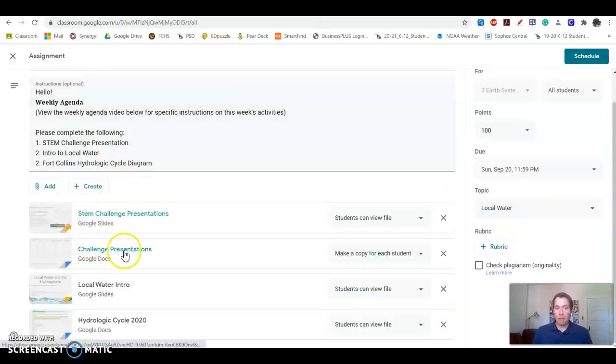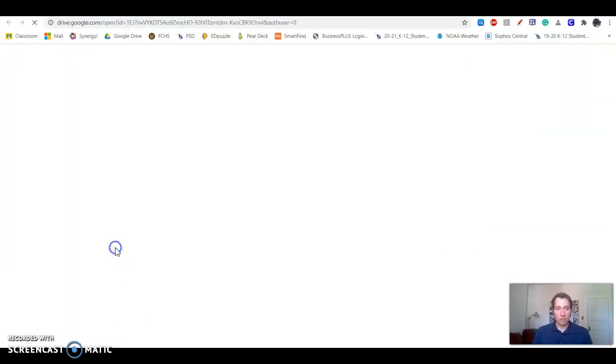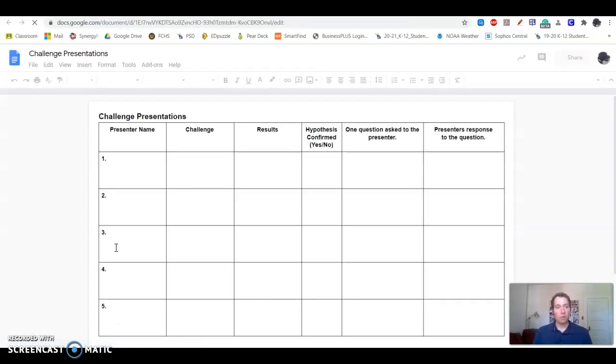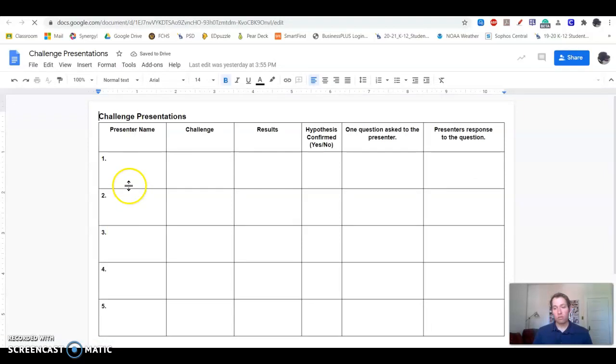you will have your own copy of this document called Challenge Presentations. You are going to be recording down your group member's name, the challenge that they chose, whether or not it was the bridge or the tower or the catapult or whatever. What their results were, just a short little bullet point, whether or not their hypothesis was confirmed or not.